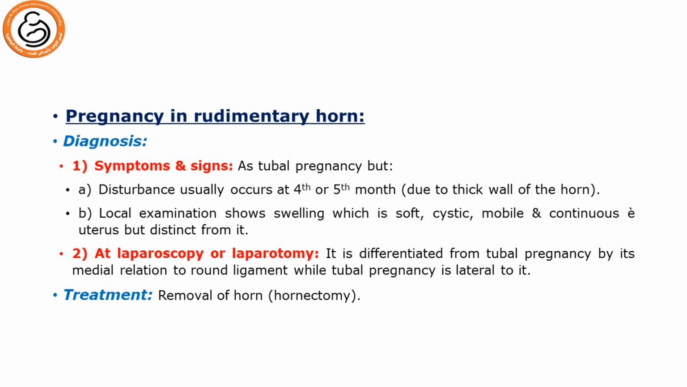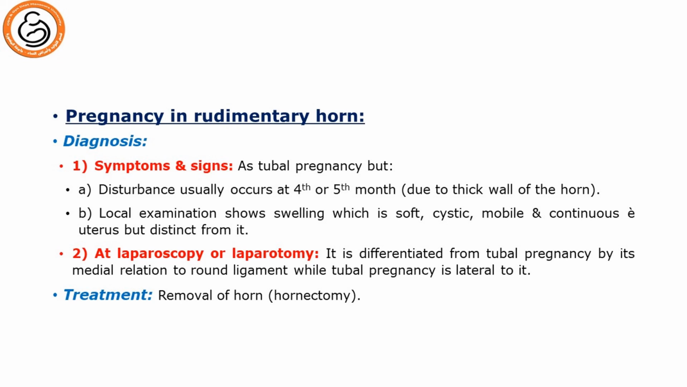Pregnancy in a rudimentary horn is diagnosed like tubal pregnancy in symptoms and signs, while disturbance usually occurs later than usual, in the fourth or fifth month, due to the thick wall of the horn, which is capable of withstanding the pregnancy for a longer duration. On local examination, it shows a swelling which is soft, cystic, mobile, and continuous with the uterus but distinct from it. At laparoscopy or laparotomy, it is differentiated from tubal pregnancy by its medial relation to the round ligament, while tubal pregnancy is lateral to it.